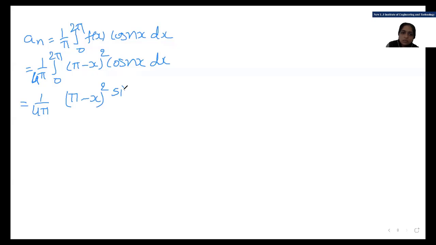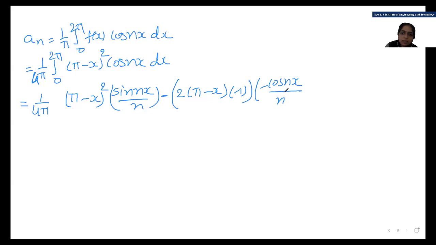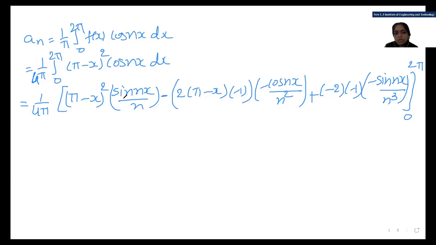See, keep u the same, that is (pi minus x) whole square. The integration of cos nx is sin nx upon n, minus the derivative of (pi minus x) whole square, which is 2 into (pi minus x) and by applying the chain rule minus 1. Now the integration of sin nx is minus cos nx upon n square, plus 2 into minus 1, that is minus 2, and the derivative of pi minus x is minus 1. So minus 2 into minus 1, and the integration of this term is minus sin nx upon n cube, with limits 0 to 2 pi. Students, be careful about this integration. Sometimes students make sign mistakes, they forget to apply the chain rule. Please keep this in mind.